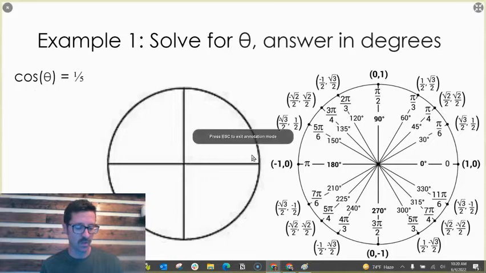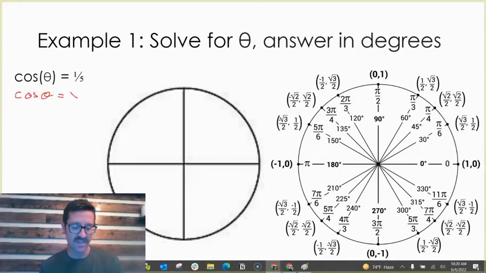And in our previous video, we discussed how if cosine of theta equals 1/5, that means that the x-coordinate is 1/5. Cosine of theta is really x over r, but when we think about everything in terms of our unit circle, our r is 1. So we're really just looking for where x is 1/5. For what angle of rotation is the x-coordinate of these points 1/5?